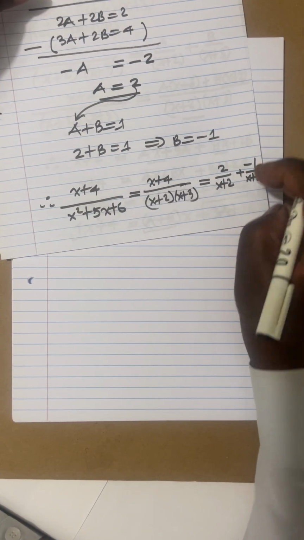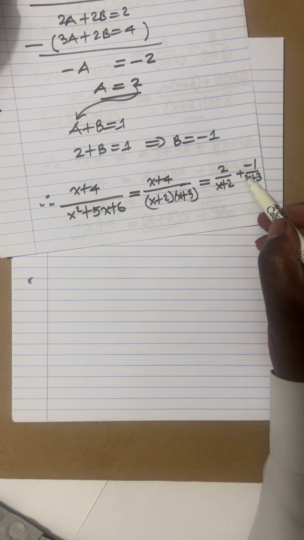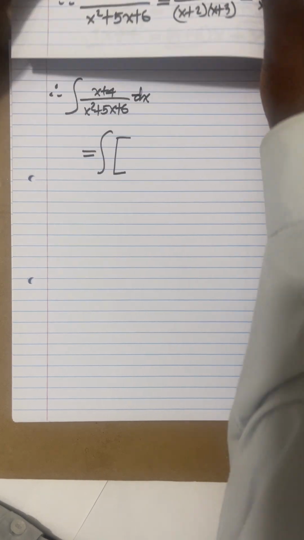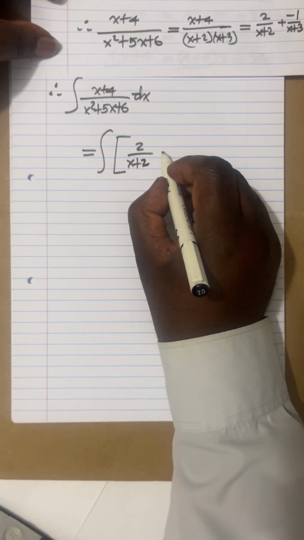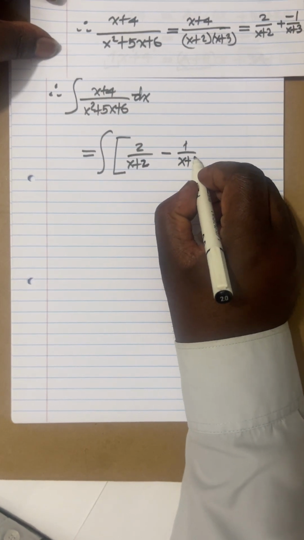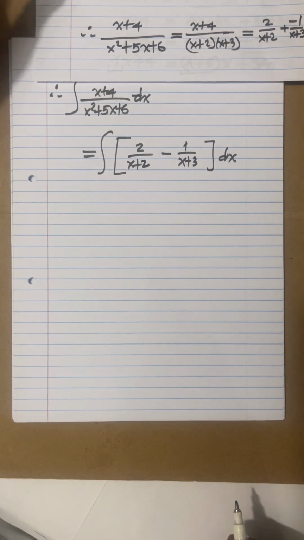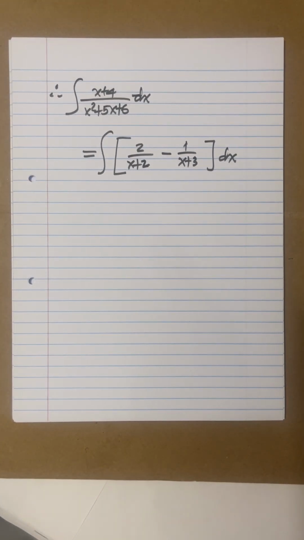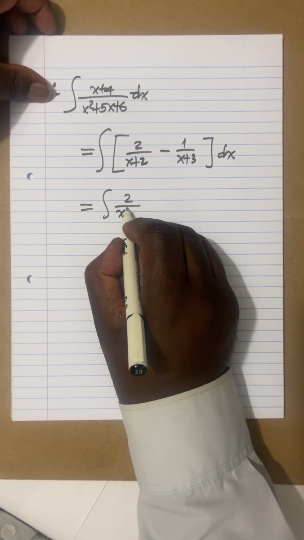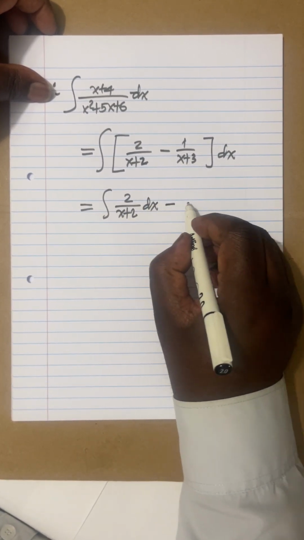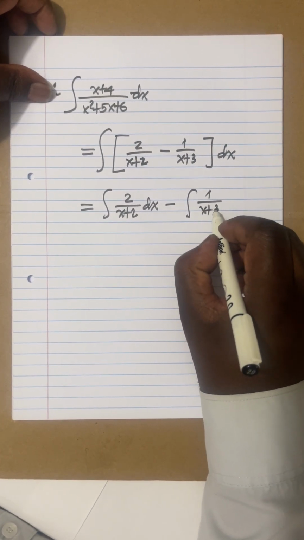Remember, our fractions now are 2 over x plus 2, and then this one here, plus times minus, it will just be minus 1 over x plus 3. So I have 2 over x plus 2, then minus 1 over x plus 3 dx. And I distribute the integral sign and the dx. What I get is the integral of 2 over x plus 2 dx minus the integral of 1 over x plus 3 dx.